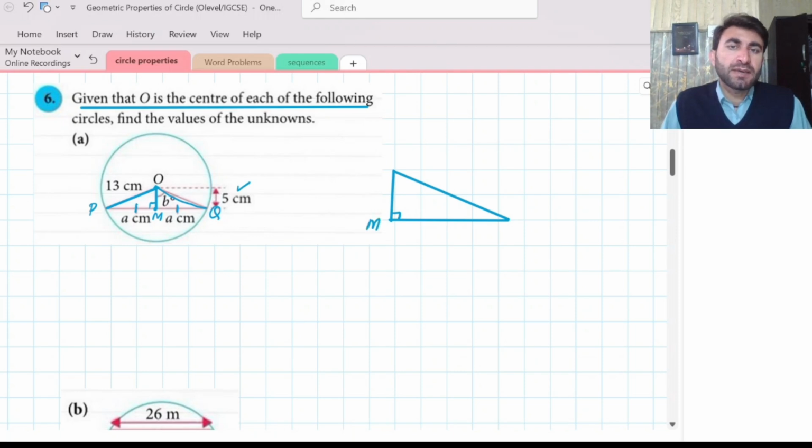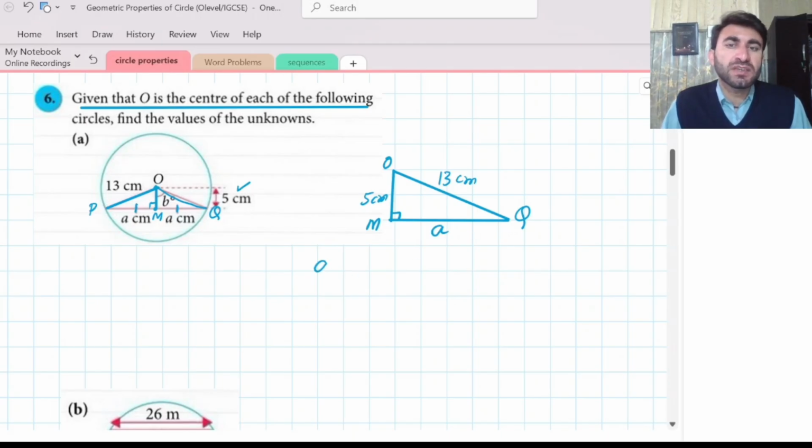Here is point M, here is point O, and this is point Q over here. We know OQ is 13 centimeters because that is the radius of the circle. The distance between O and M is given as 5 centimeters. So we can figure out the value of A, which is the base of that triangle.